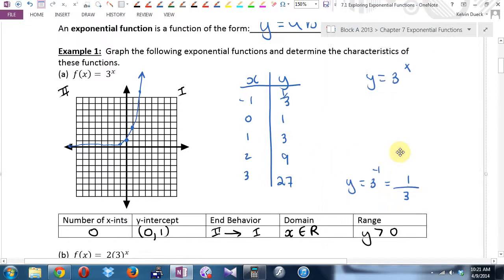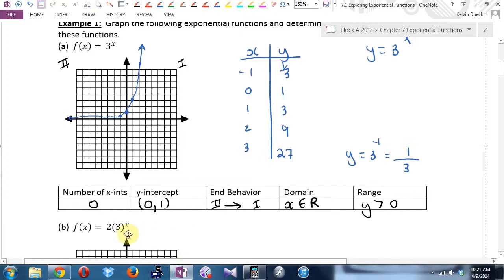B. How is the equation for B the same as the equation for A, and how is it different? What's the base on the exponent in equation A? 3. What's the base on the exponent in equation B? 3. But this time there's a coefficient.